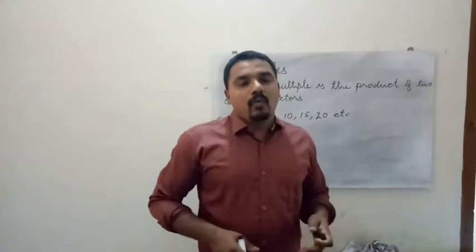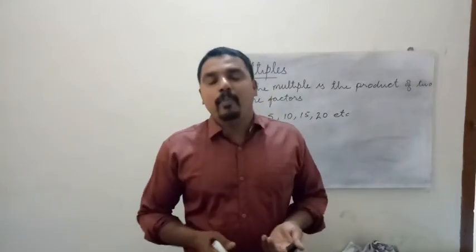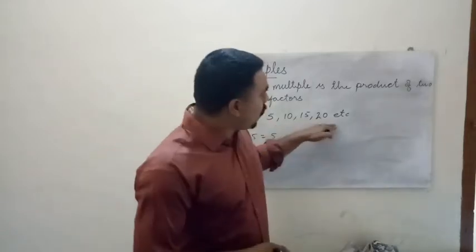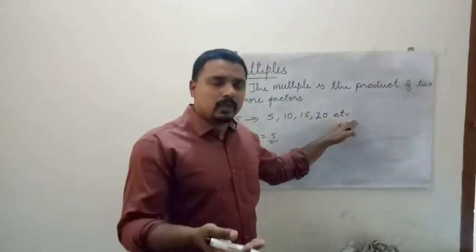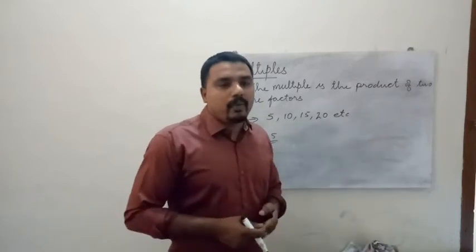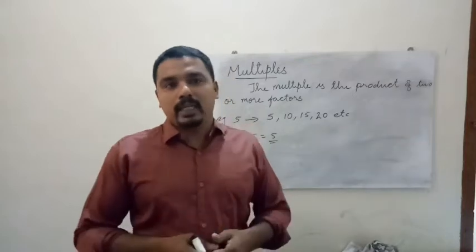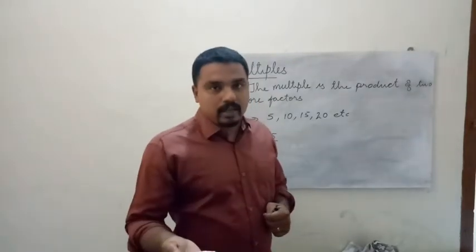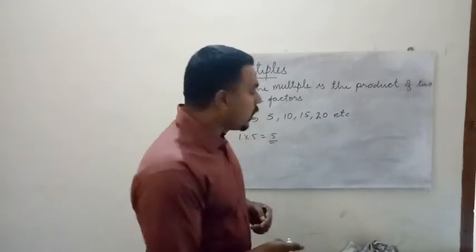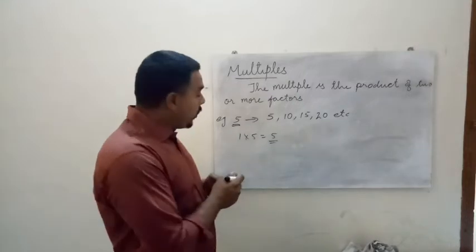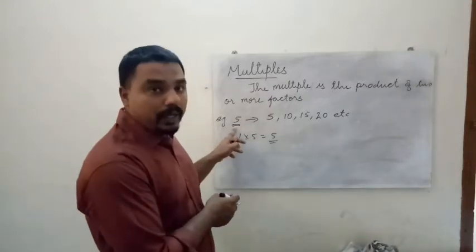And another, we can find as many multiples as possible. We can find how many multiples we need, that much we can find out. And another one is every multiple of a number is equal to or greater than that number. We have seen, we have found the multiples of 5 here.